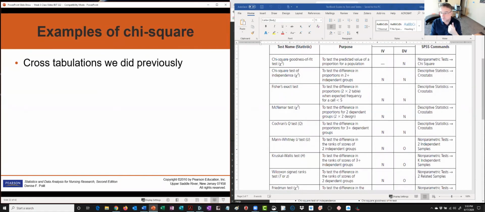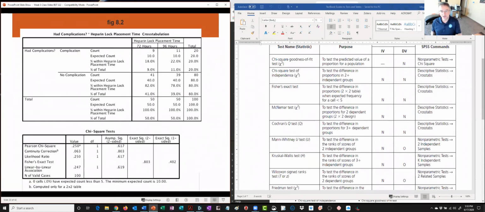More examples. This is from discussion board number 1, which people are already doing. So here's the table done in SPSS, the Statistical Package for the Social Sciences. And you can see here, this is back to our heparin block placement time. This was from figure 8.2, but we saw this one before when we did cross-tabulation tables in week 1. So here we have a heparin block placement time.